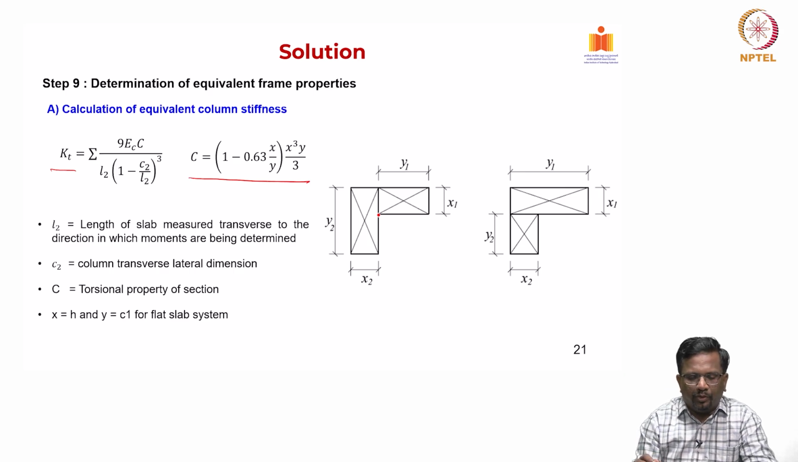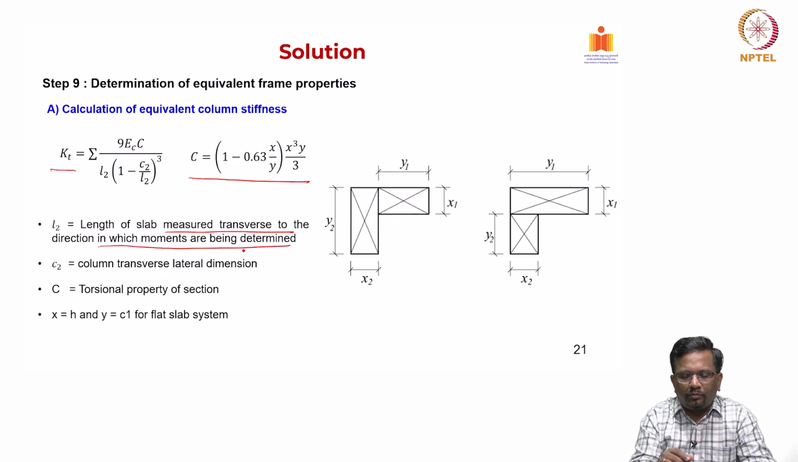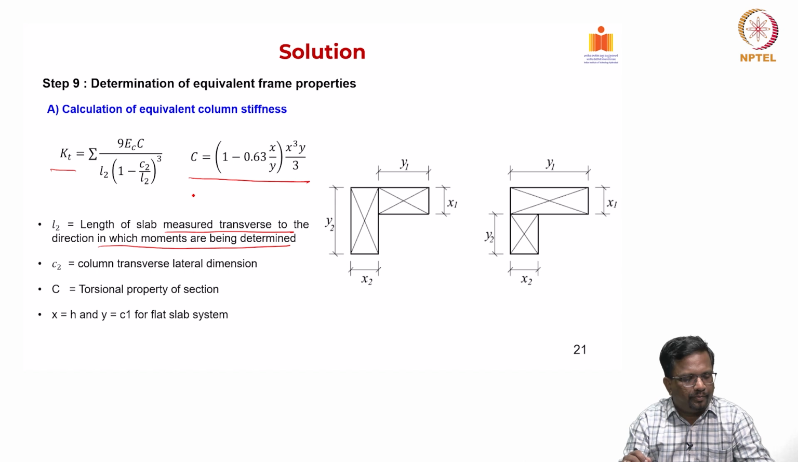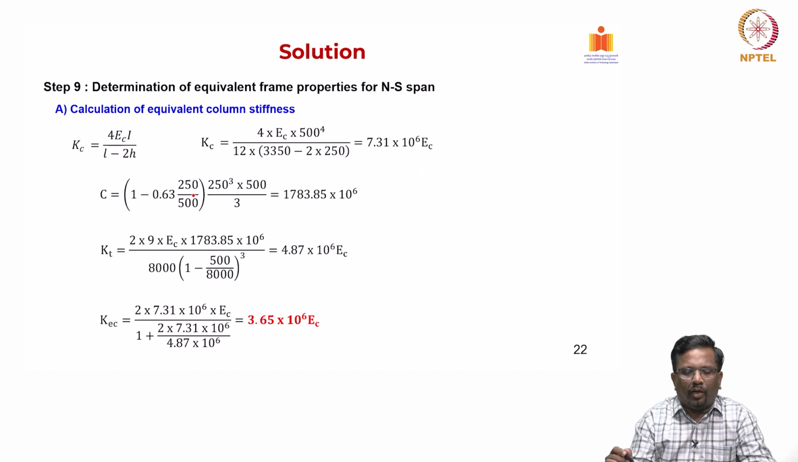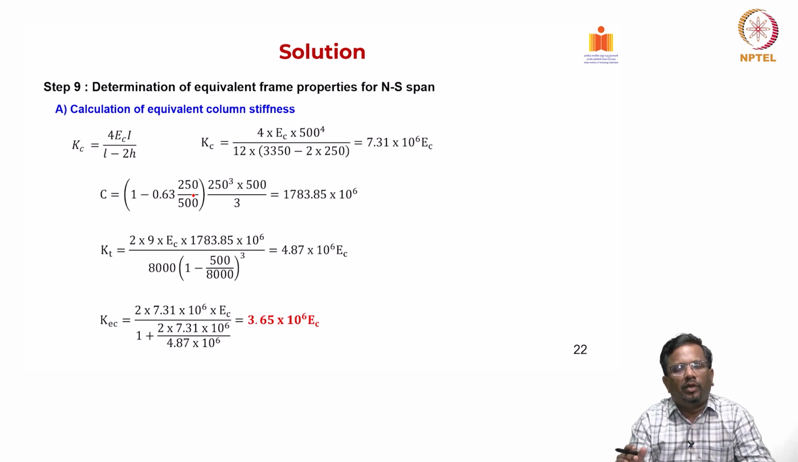And L2 is the length of the slab measured transverse to the direction in which the moments are being determined. This is how you get your Kt. This is the equation. Now, let us look at how we get it for each one of them.